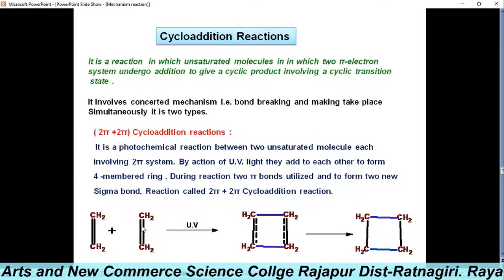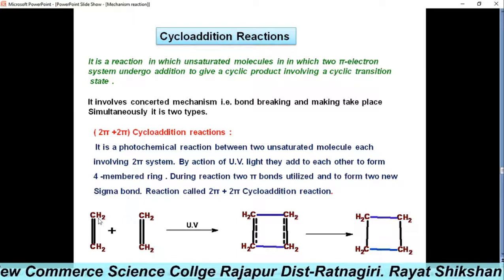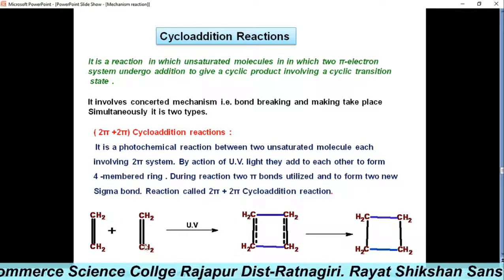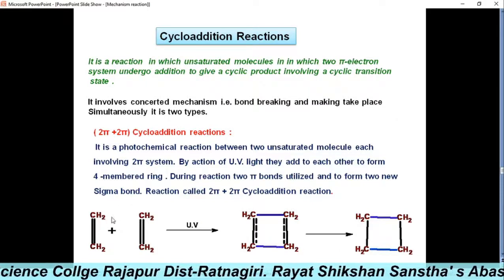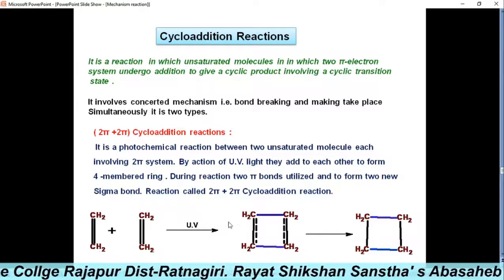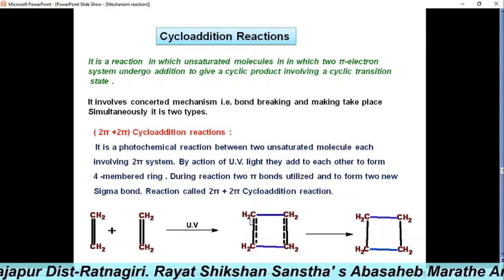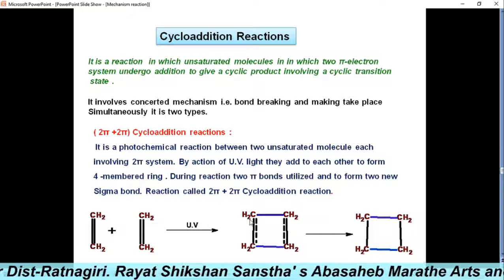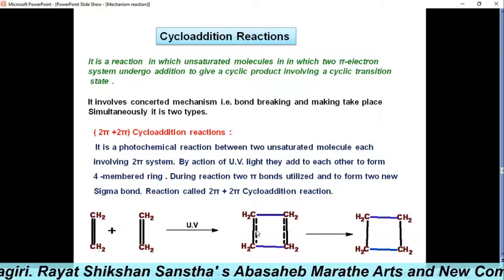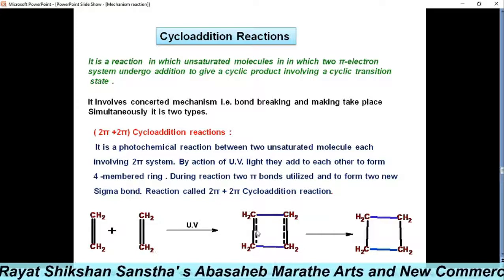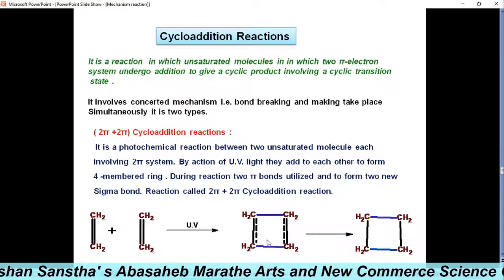See here, the carbon-carbon double bond attacks this carbon, and this bond attacks this carbon. So simultaneous bond breaking and making can take place, forming a four-membered cyclic transition state. During this reaction, the two pi bonds are utilized in forming two new sigma bonds.